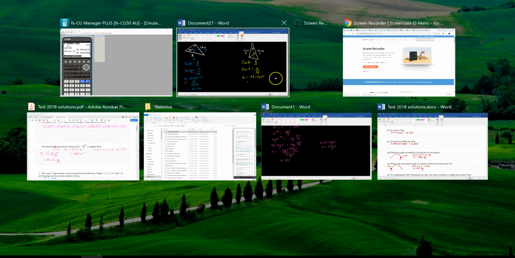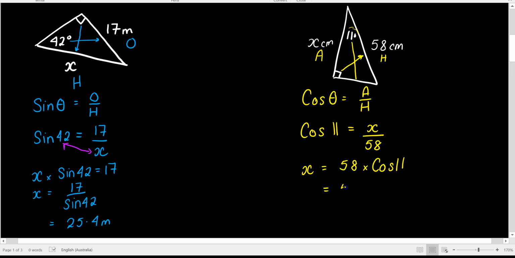56.93. Well, it's smaller, not by much, but that's okay. 56.93 centimetres. Okay, so notice they all start the same. We have to label, you choose what information you have, and then you choose the rule according to the information you have. Substitute in your information, and we're done and dusted.